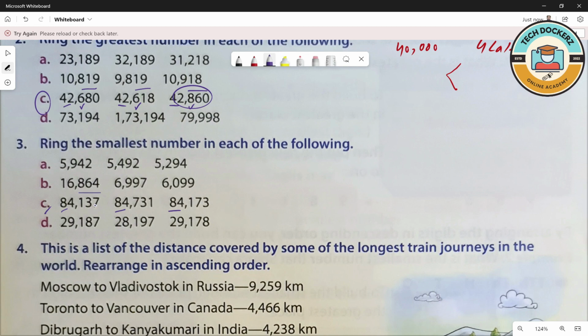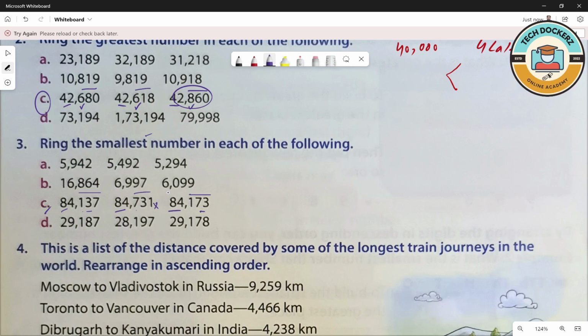In this number, the ones period starts with 100. In this number, the ones period starts with 700. In this number, the ones period starts with 100. So we need to pick the smallest number. This number we cannot pick, because the ones period starts with 700. So let's move to this number and this number.